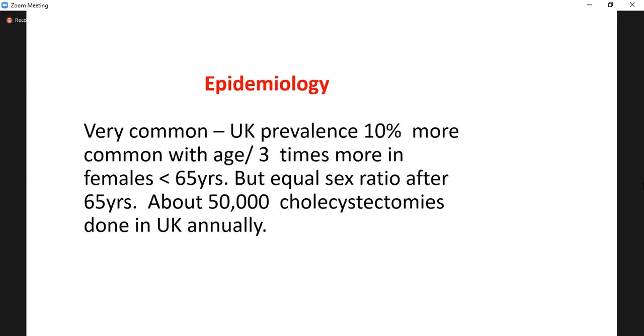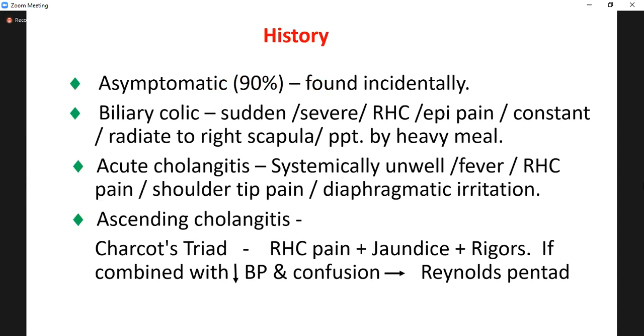It's about 10 times more common in females of more than 65 years old. Usually the prevalence increases with time, but there is an equal sex ratio after 65 years. Roughly about 50,000 cholecystectomies are done in the UK per annum. So you have a good homework that you can do. You can find out how many cholecystectomies are carried out in Sri Lanka, roughly in Karapitiya Hospital.